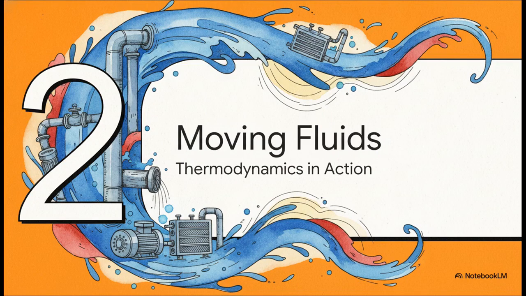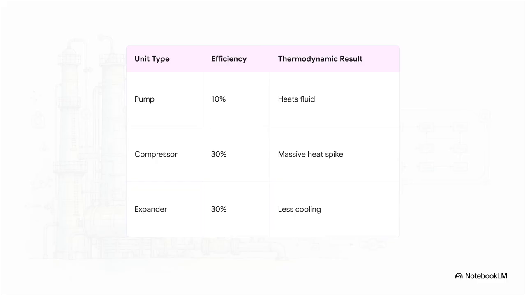Moving right along to part 2, moving fluids and thermodynamics. Thermodynamics in action. So, when we're moving fluids around our plant, we generally use pumps for liquids and compressors or expanders for gases. Now, because these machines are never 100% efficient, right? They generate wasted mechanical energy. The vital thermodynamic consequence of all that waste depends entirely on the specific equipment you're running.